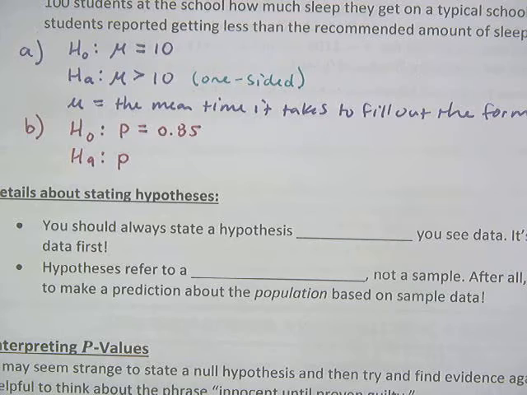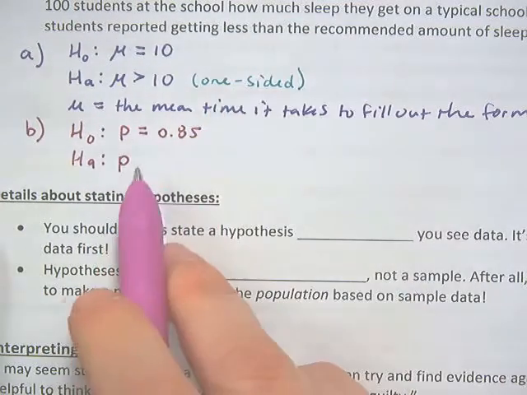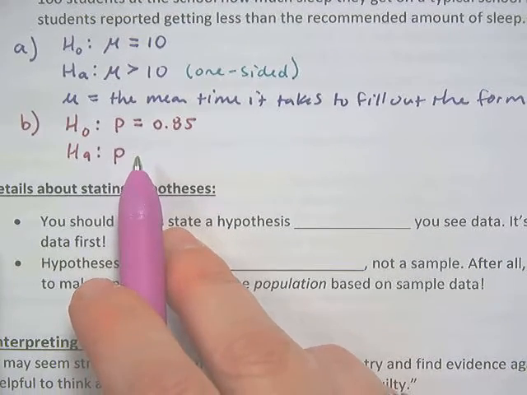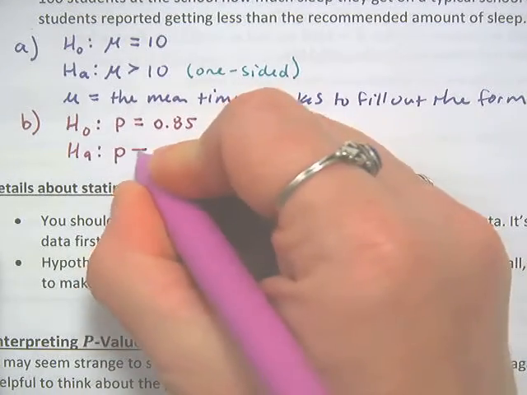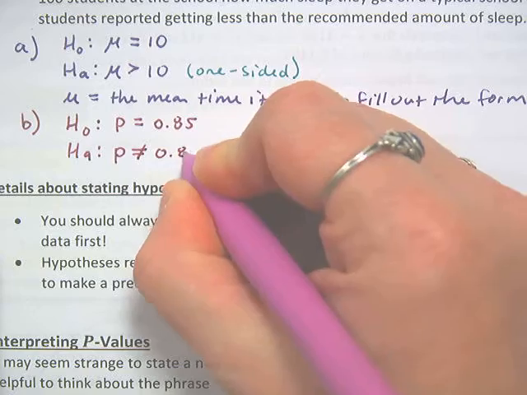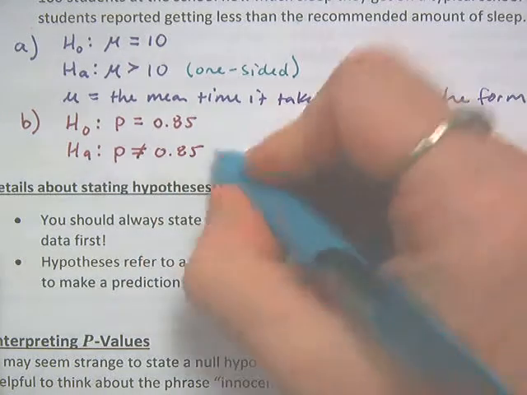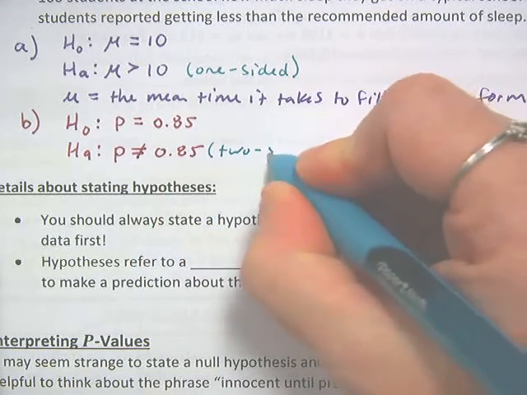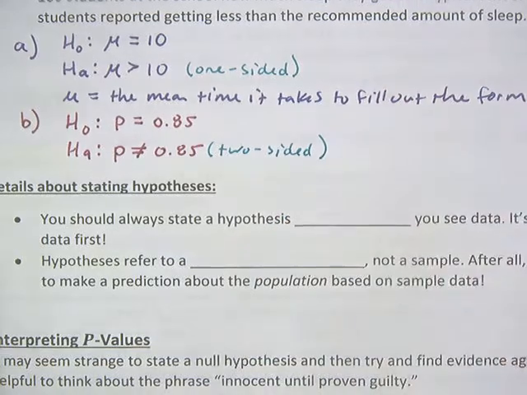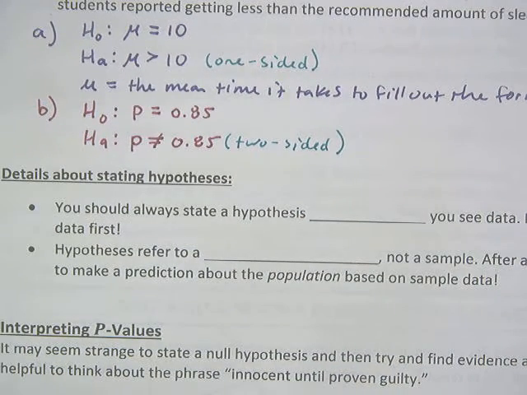Well, she wonders at her school if it's 85% or something different. So what symbol should I use right here? Greater than, less than, or not equal to? Not equal to 85%. That is a two-sided alternative hypothesis. The whole one-sided, two-sided thing only goes with the alternative. The null will always be equal to.